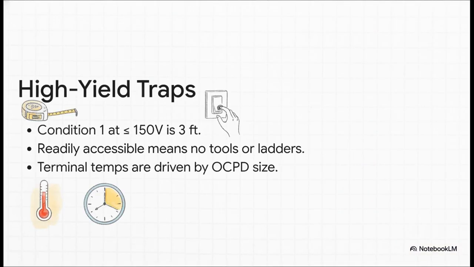Let's do a quick recap of the biggest high-yield traps we've exposed today, just to make sure this is totally bulletproof in your mind. First, if a question asks for working clearance on a 120V or 240V system, the depth is almost always going to be 3 feet. Second, readily accessible strictly means no tools, no ladders, and no moving boxes. Third, those terminal temp ratings of 60 or 75 degrees are driven by the 100 amp overcurrent device threshold. And finally, continuous loads run for exactly 3 hours, not 1 hour, not 2 hours.